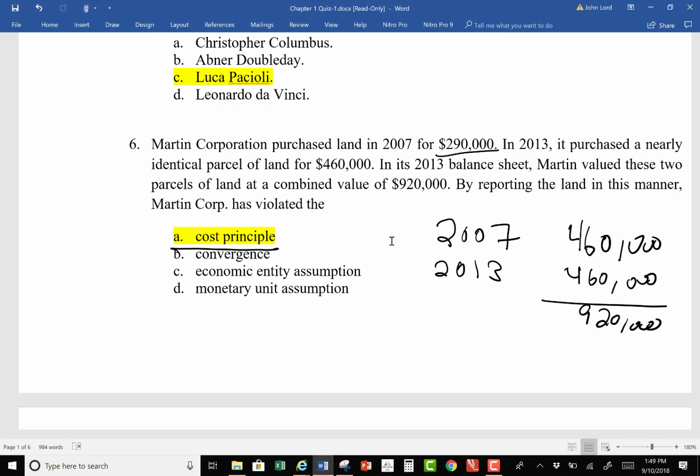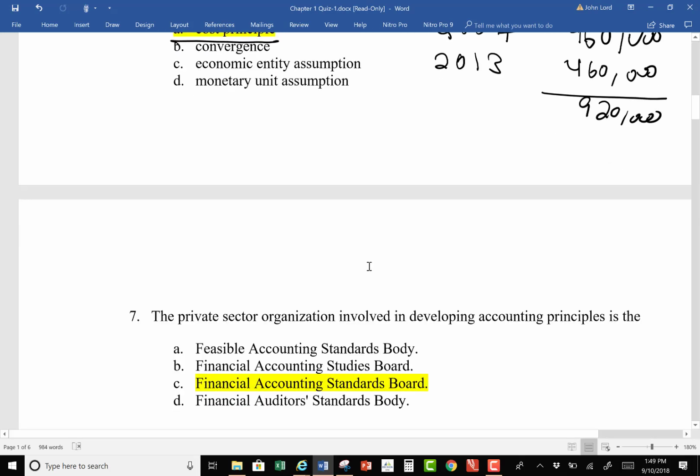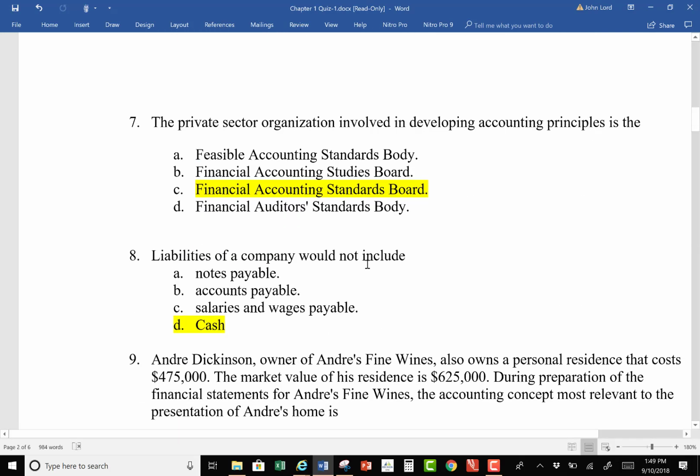Question on that? Okay, good. Let's go ahead and take a look at number 7. The private sector organization involved in developing accounting standards is the FASB, Financial Accounting Standards Board. And as I said, they issue those accounting standards updates, and that'll be the answer to one of the other questions coming up. But we're going to learn how to use the codification in here.